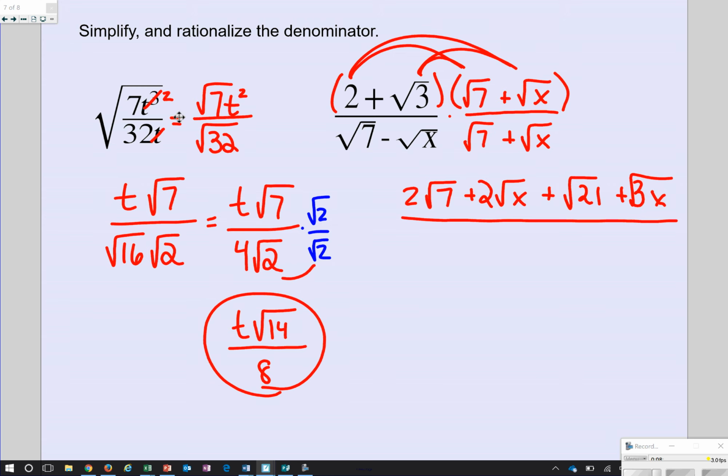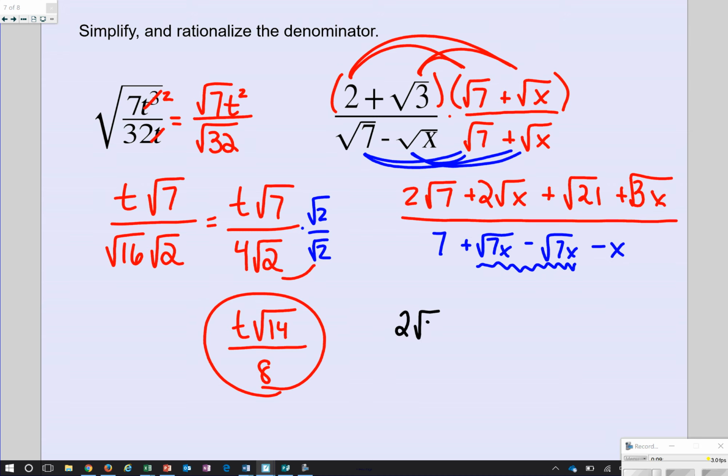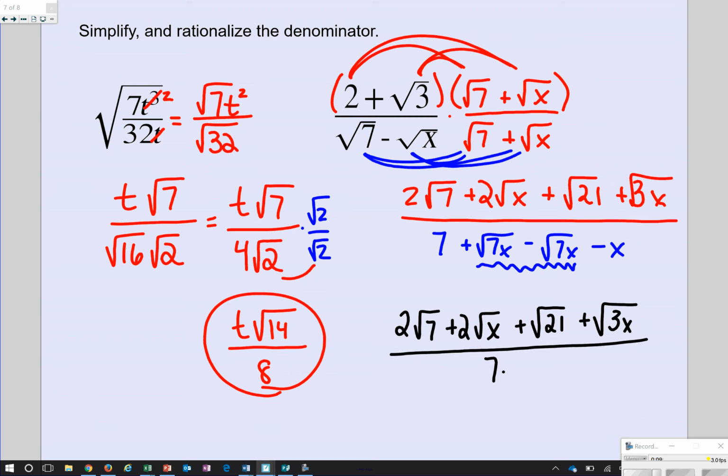The square root of 7 times the square root of 7 is 7. Then you get the square root of 7x, and minus the square root of 7x. And then you get minus square root of x times square root of x is negative x. And so when you simplify it and add these 2 terms together, your final answer will be 2 root 7 plus 2 root x plus the square root of 21 plus the square root of 3x over 7 minus x.